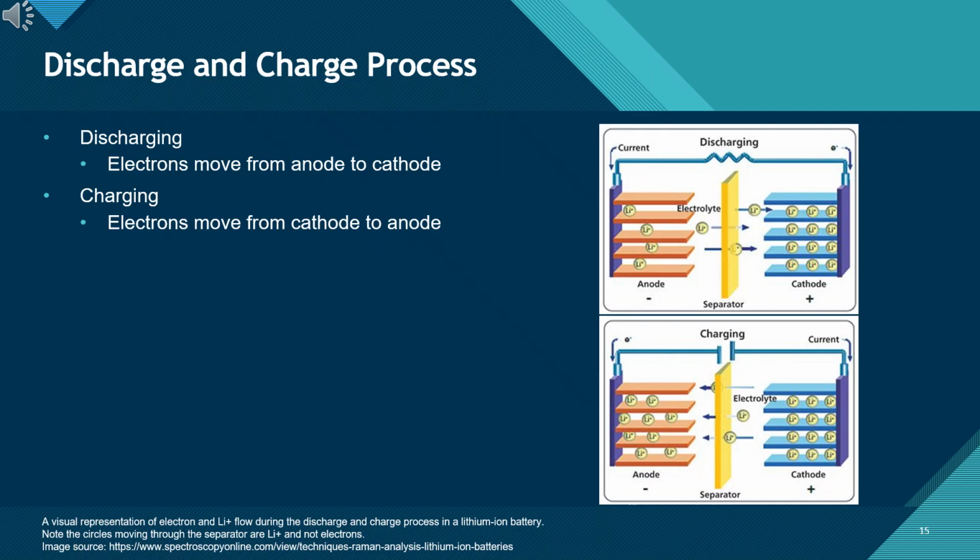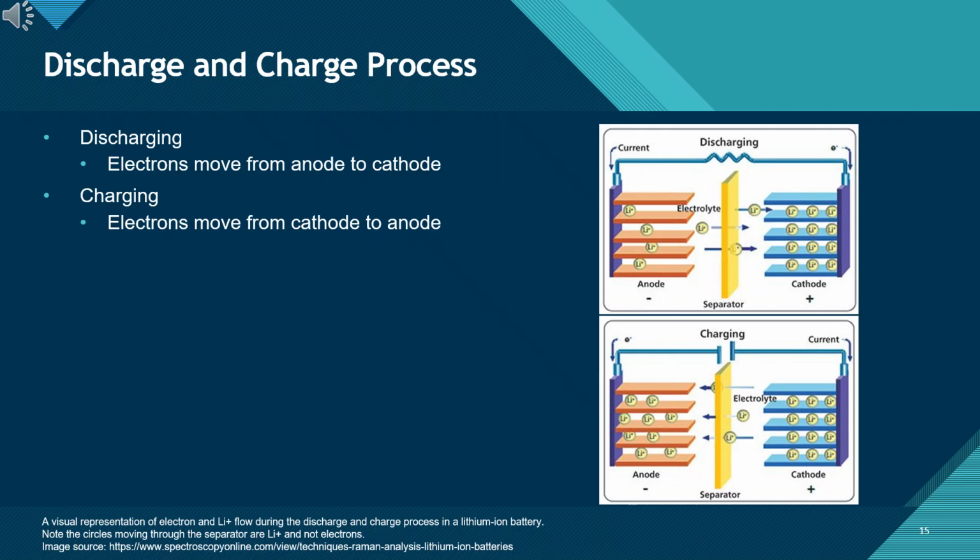At the same time, inside the battery, lithium ions move through the electrolyte toward the cathode, keeping the system balanced. In other words, electrons flow outward through your device, while ions flow inward through the battery, completing the cycle of energy delivery.